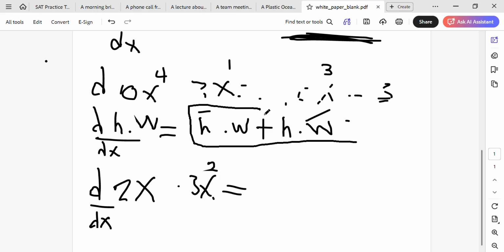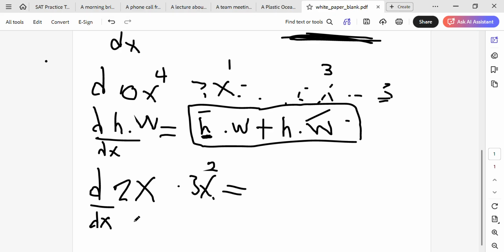So that's how you solve it in a simple way. The derivative of multiplication, you're just gonna find the derivative of the first function times the second one plus the first times the derivative of the second variable. So here in this question I have d/dx of 2x times 3x squared.